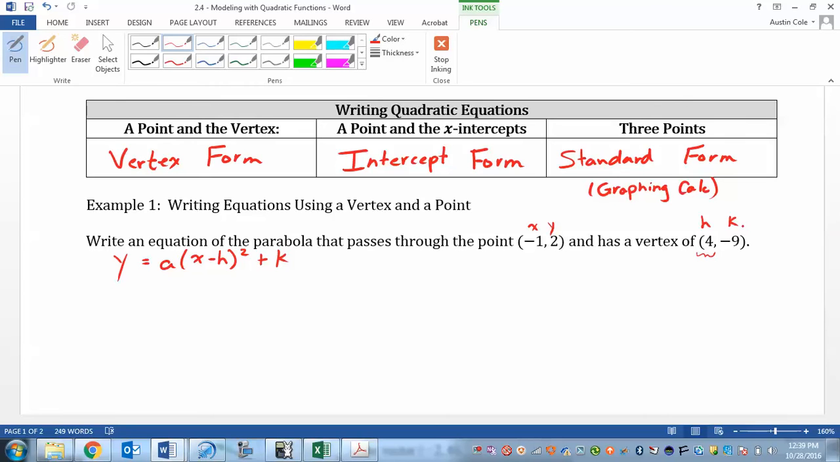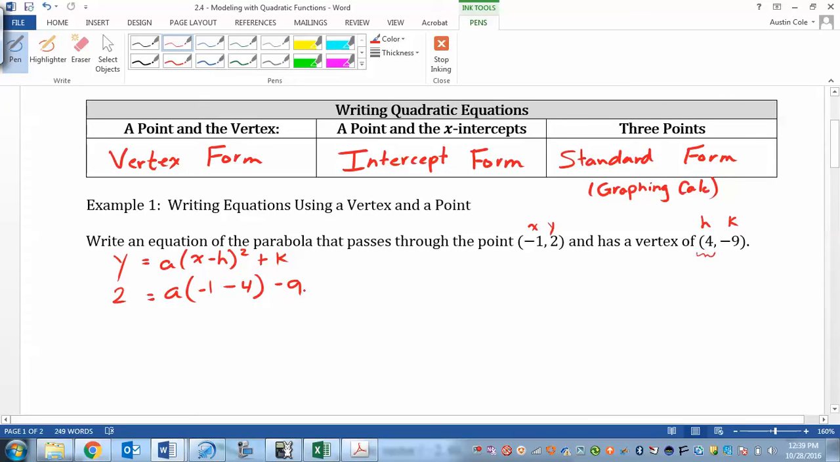Here's what we're going to do. We're going to plug all that information in. What's the only piece of information here we don't know? We don't know our a value, okay? So here we go. We're going to plug in, this is our x, that's our y, so 2 equals a times our x is -1 minus our h value, which is 4, plus our k value, which is -9, so we'll do -9.